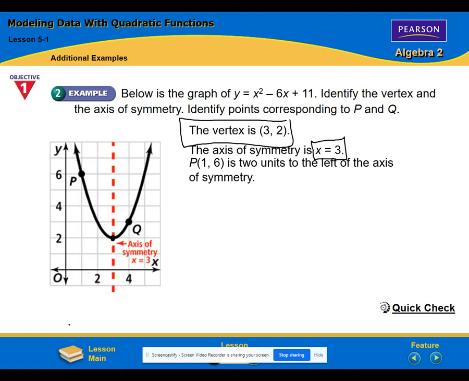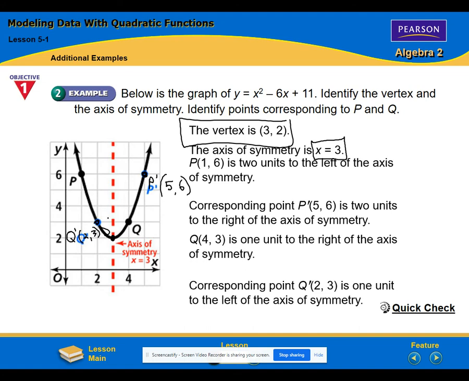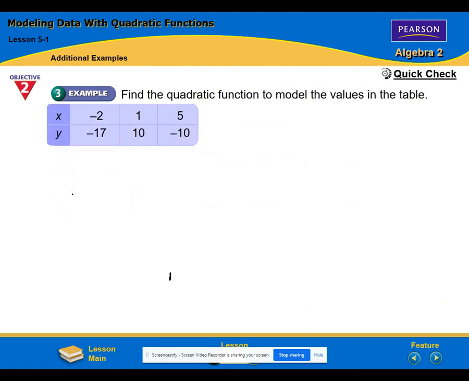Okay. Now maybe you remember the notation in geometry of prime, right? So this point right here would be P prime. This point right here would be what we call Q prime, and you can identify them by their ordered pair. Q prime is at 2, 3. P prime looks like it's at 5, 6. And they do correspond because they're symmetrical about the axis of symmetry.